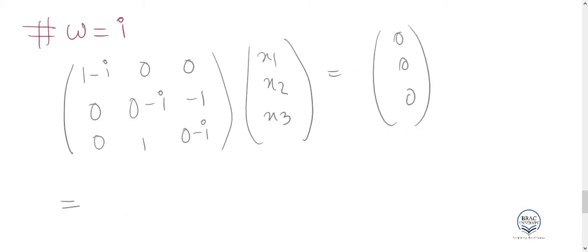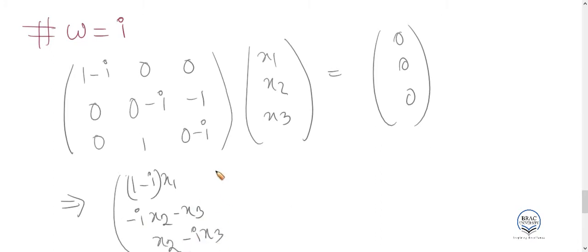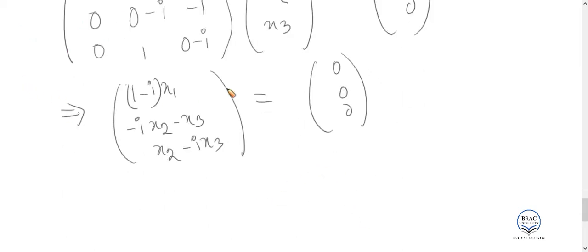So the calculational procedure is the same as before, so let me just write this down. This will be 1 minus i times x1, the second one will be minus i x2 minus x3, and the third one will be x2 minus i x3, and on the right hand side it's just 0 0 0. So now you have to equate this guy with this guy. So this is just again ordinary matrix algebra.